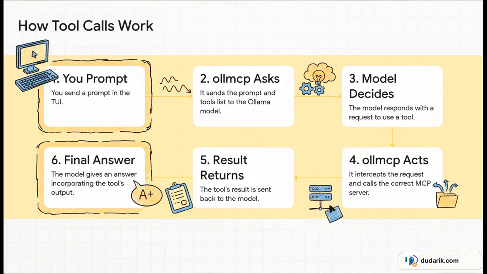ollmcp then takes your request, bundles it with a list of available tools, like a read file tool, and sends it to the model. The model looks at it and goes, aha, I need that read file tool, and sends back a request to use it. ollmcp catches that request, calls the right tool, grabs the file's content, and then feeds that information right back to the model. And boom, the model can now give you the summary. It's this clean, 6-step dance, and ollmcp is the choreographer for the whole thing.